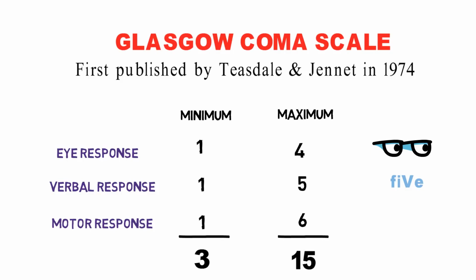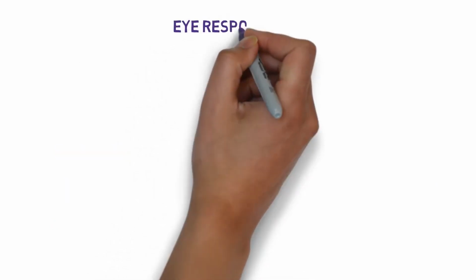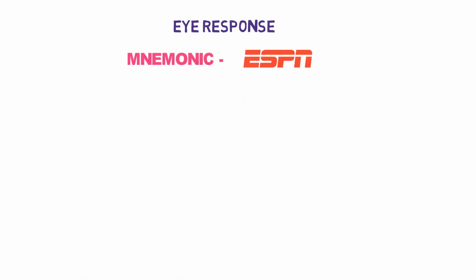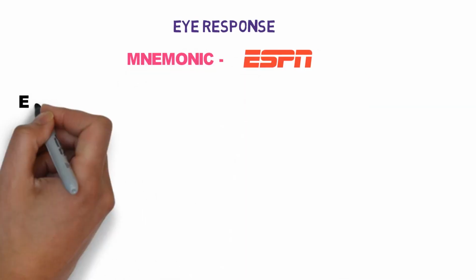Before performing these tests for GCS assessment, you should do a preliminary check that no factor should be there which can interfere with our assessment, like there should be no sedation, paralysis, any hearing impairment or any other factor. Now coming on to checking eye response. You can memorize this with a sports channel, ESPN.